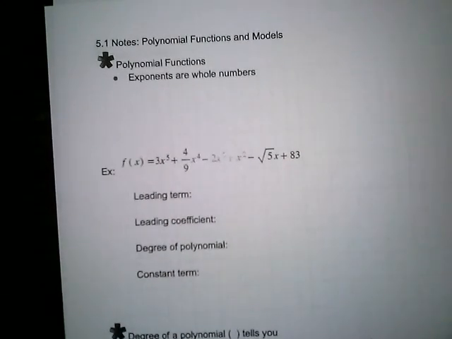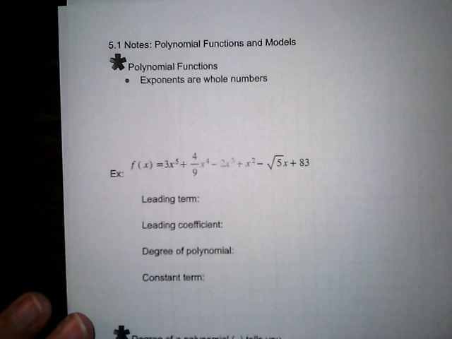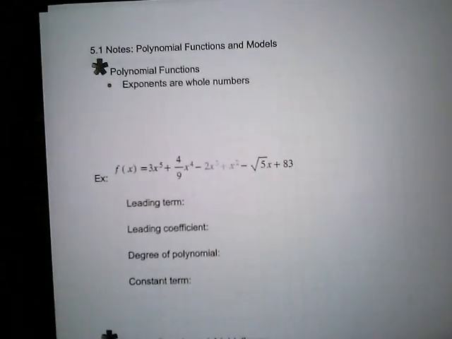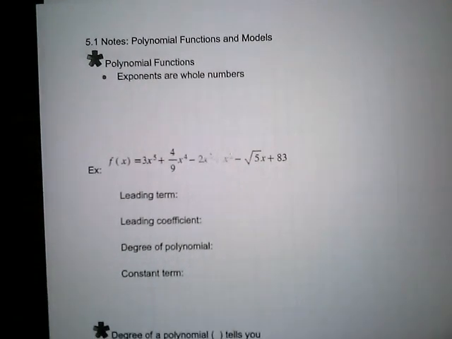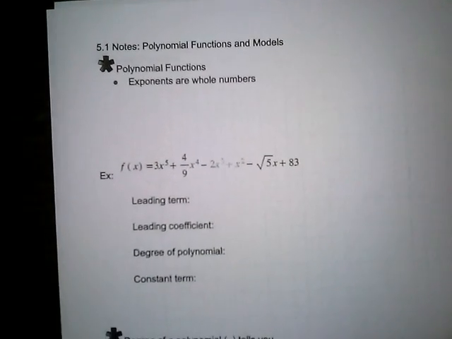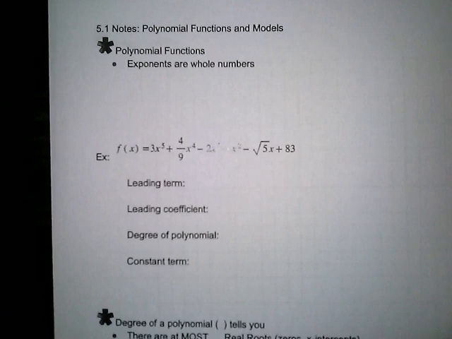Section 5.1, we are going to talk about polynomial functions and models. I'm using a different type of screen recorder, so I can't exactly see what's in frame and what's not in frame. So if things go weird, I apologize in advance.